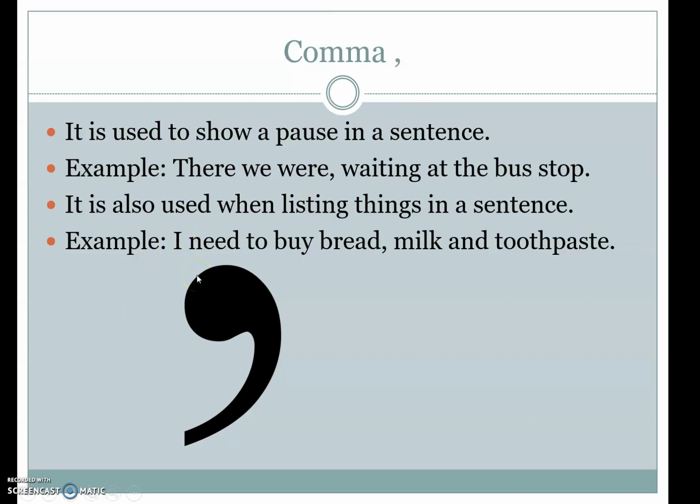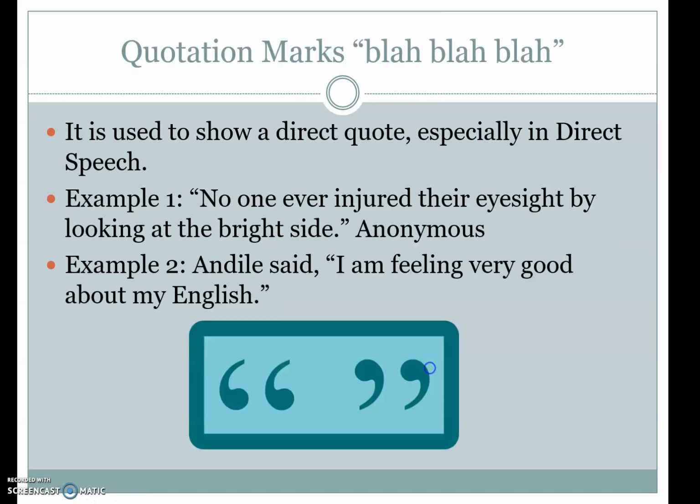But a comma is not only used to show a pause in a sentence, it's also used to separate things in a list. I used a grocery list as an example, and it says there, I need to buy bread, comma, milk, and toothpaste. Therefore the comma separates the bread and the milk because it's two separate things that I'm listing for me to buy. And there's just a picture to show you what the comma looks like. I'm sure we're all familiar with it.